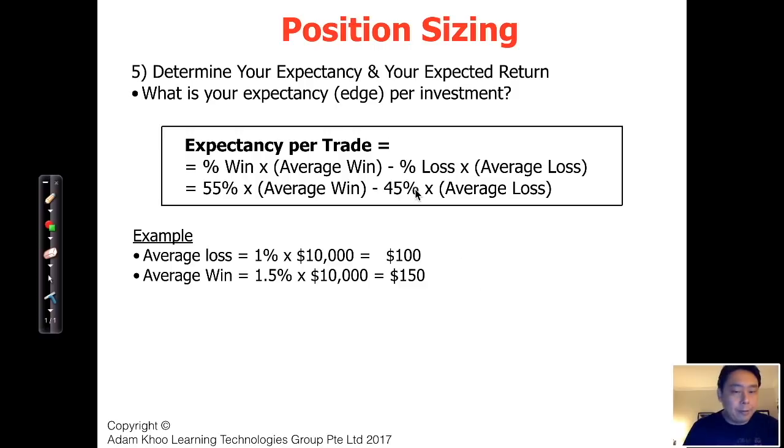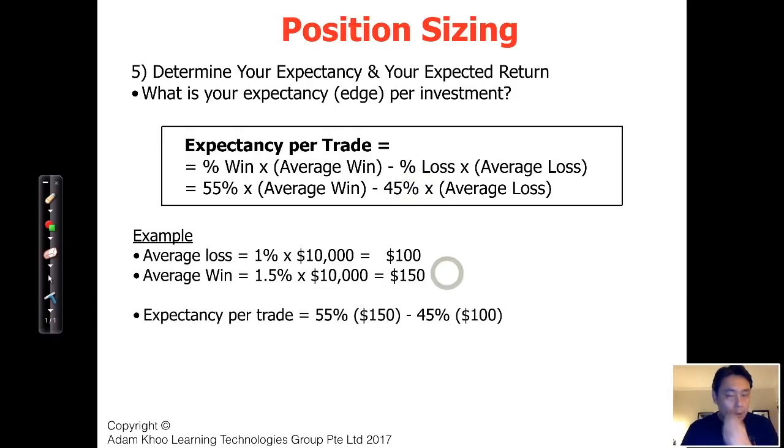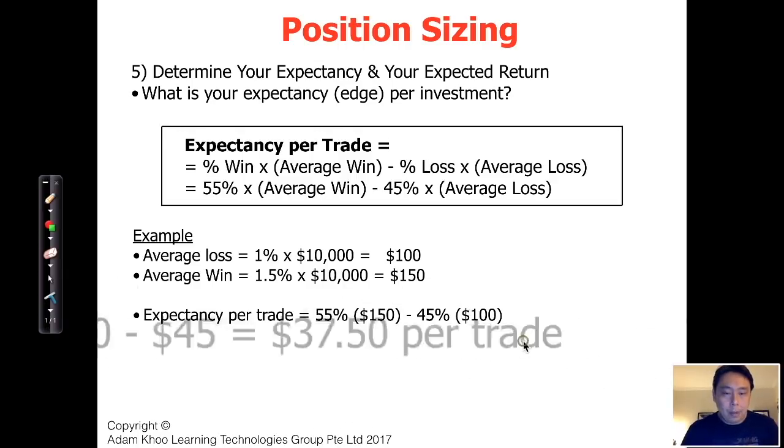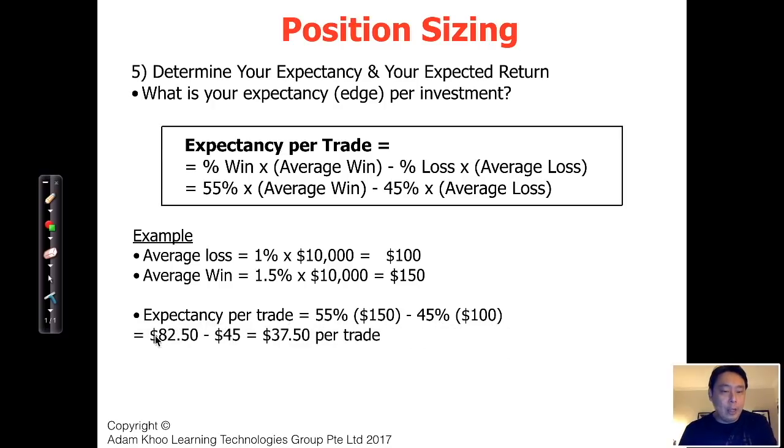So if you plug in the figures, what do you get? Your expectancy per trade will be 55% times 150, which is your average win, minus 45% multiplied by $100, your average loss. So if you do the math, that's $82.50 minus $45, that's $37.50 per trade. So on average, every trade you make will get you $37.50, right?